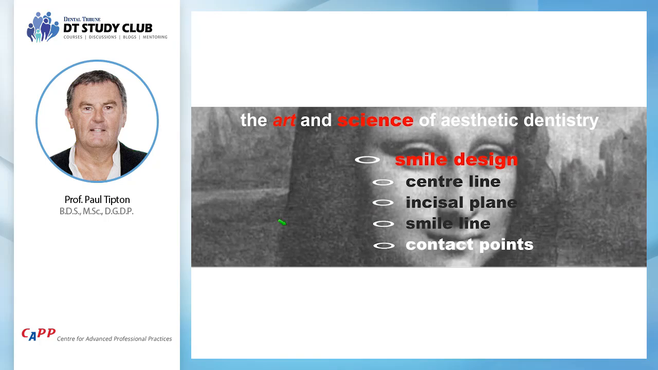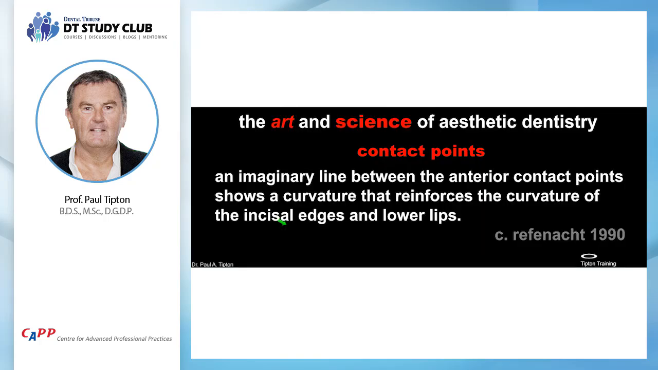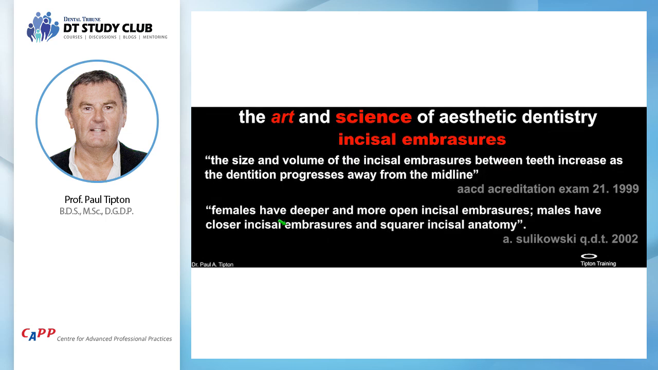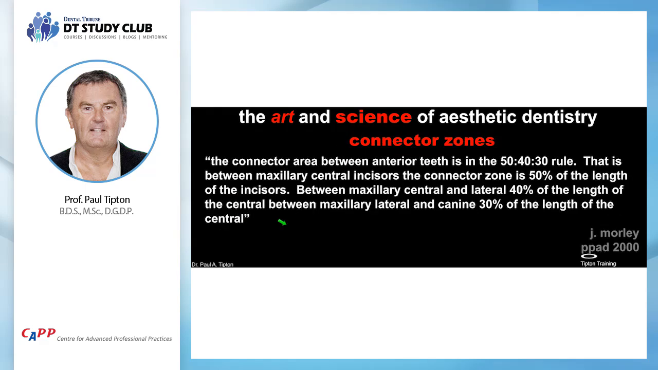Contact points. What do we know about contact points? Okay, we know about contact points that the contact point should line up. The center of the contact area between the anterior teeth should line up on a curve that reinforces the curvature of the lower lip. We also know that for females, we have more incisal embrasures, and for males, less incisal embrasures. And we know about the 50-40-30 rule. So important, the 50-40-30. So have a close look at this slide.